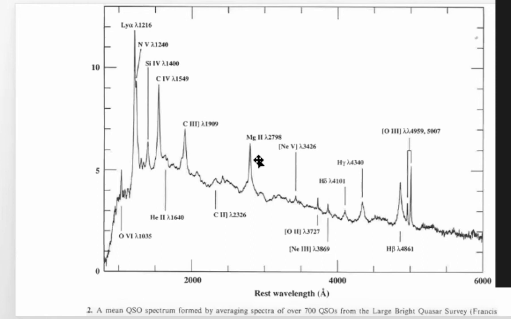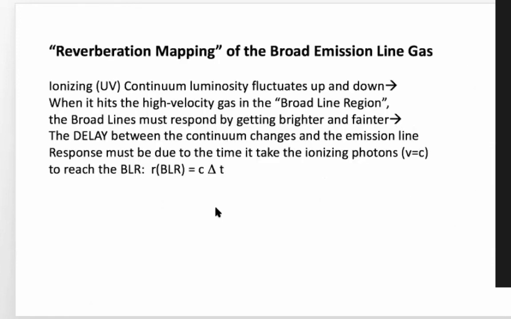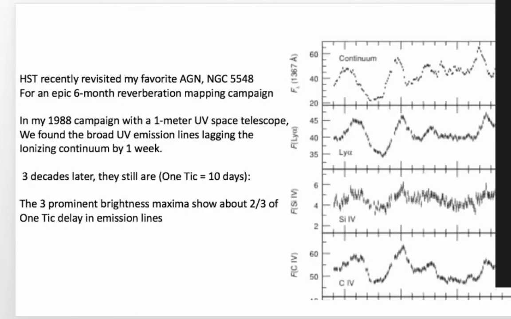It's called reverberation mapping. So you see the power source get brighter or get fainter. Either way works. And then the emission lines get brighter, get fainter, get brighter with a delay, which we could measure. We want to measure this delay time, the lag time of the emission lines. That tells us the size of this region. This has been done now dozens of times.